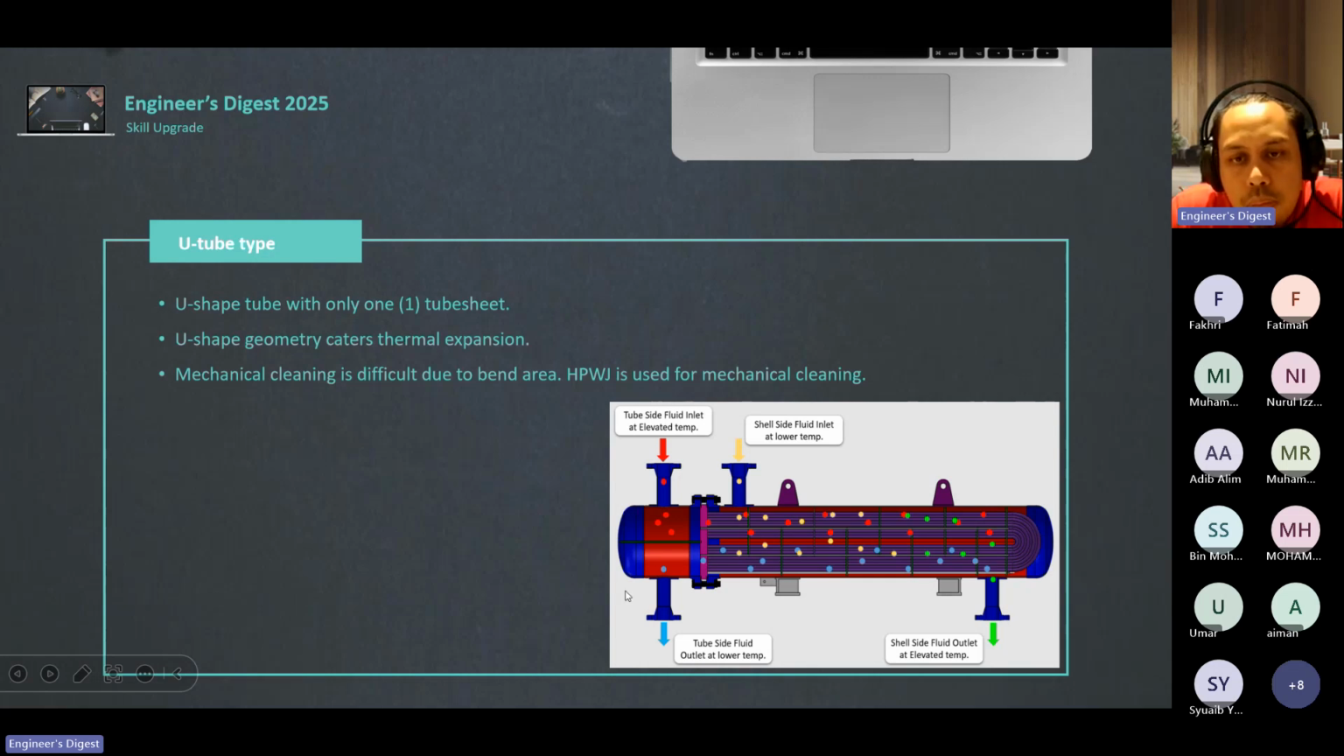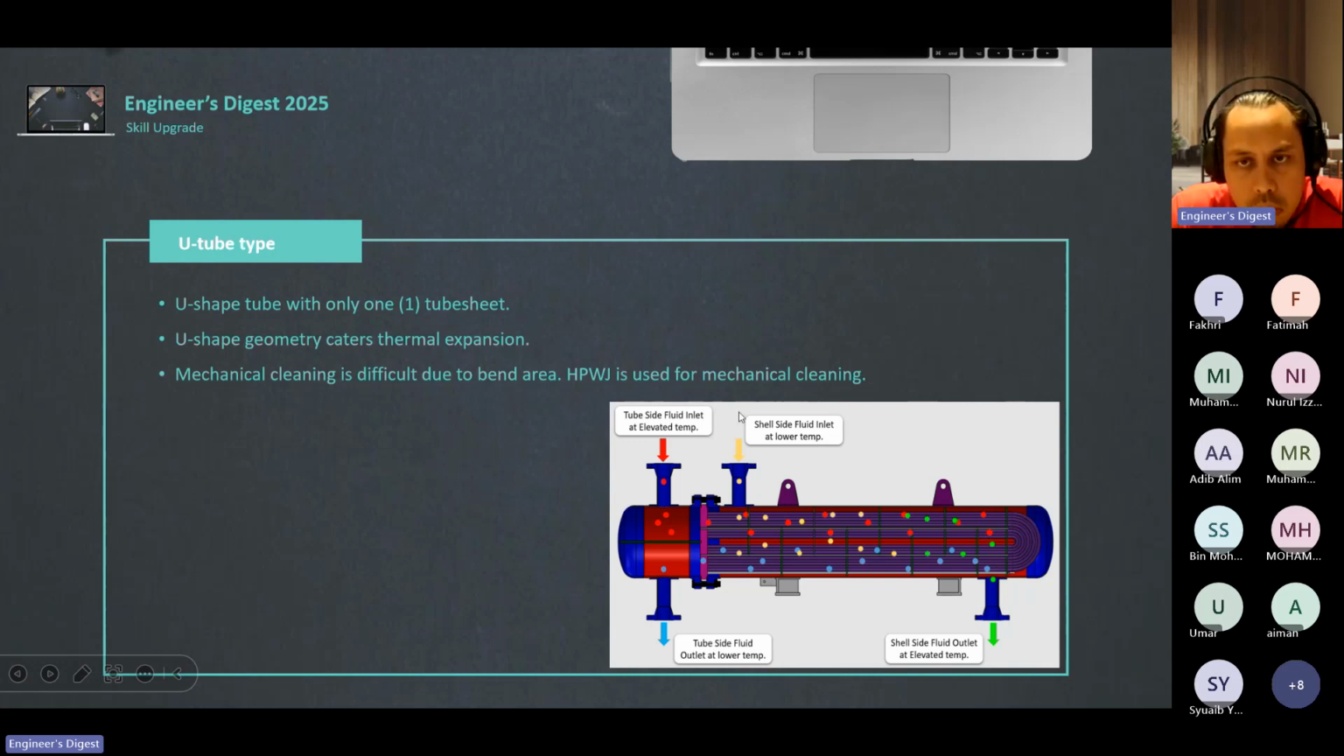This is a bonnet type. Fluid comes in, goes through the tubes, mixes around and exits. It's the same. The shell side fluid comes in, and because there is a baffle, it will go zigzag for more retention time, and also to create turbulence, like Fatima said.